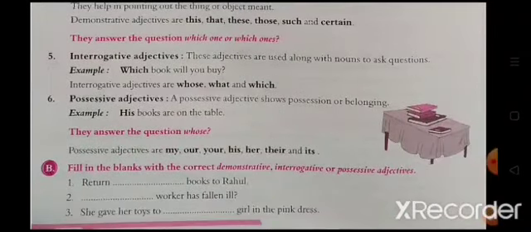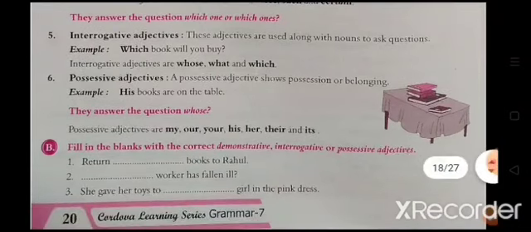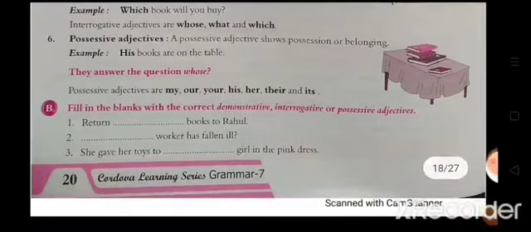Fifth is the interrogative adjective. These adjectives are used along with nouns to ask questions. For example, which book will you buy? Interrogative adjectives are whose, what and which. Now sixth is the possessive adjective. A possessive adjective shows possession or belonging of the person. For example, his books are on the table. They answer the question whose. Possessive adjectives are my, our, your, his, her, their and its.